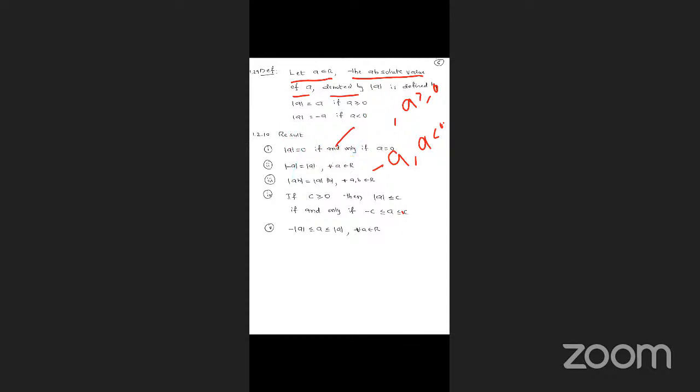Okay. Next one. By using this absolute value, we have 5 results. I am not proving these results, only stating them. First, modulus of A is equal to 0 if and only if A is equal to 0. The second one, modulus of minus A is equal to modulus of plus A for all A belonging to R. And the third one, modulus of AB is equal to modulus of A into modulus of B, for all A, B belonging to R. This is the third result by using the above definition.